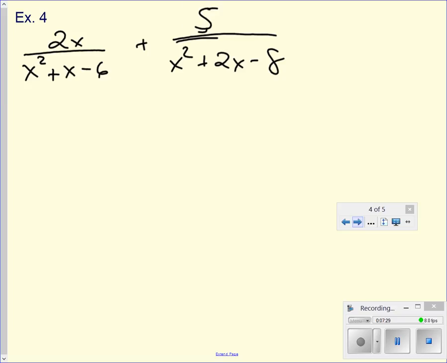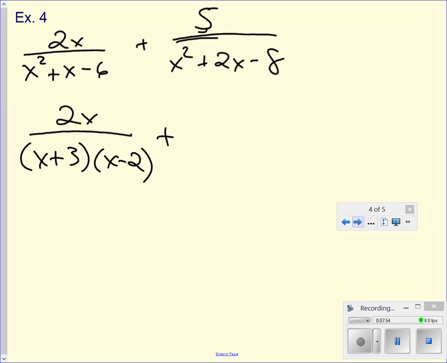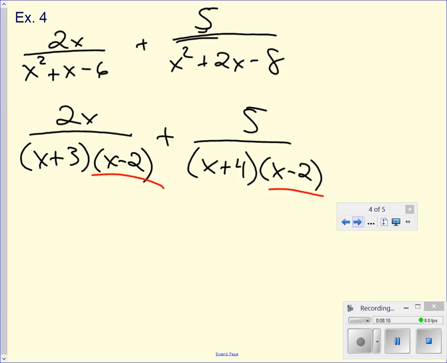So that's just a positive 5. All right, in this one, because I got two simple trinomials, alarm bells are ringing, I probably have to factor. So I go 2x, and then x squared plus x minus 6 is going to be a negative and positive, so it's (x + 3)(x - 2), plus 5 over another simple trinomial, x squared plus 2x minus 8, so that's going to be (x + 4)(x - 2) again. Hey, look at that. x - 2 is the same on both sides. So that's one thing I don't have to worry about when I factor.